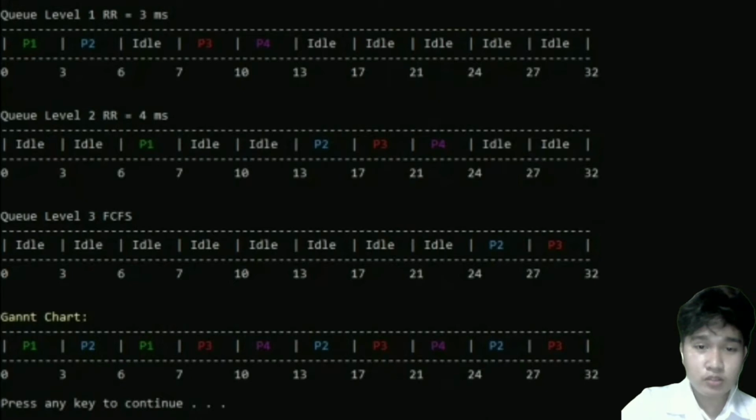So P2 was ready to execute in the third queue level, which is the first come first serve, and ended at 27 milliseconds. P2 completes its burst time. At time 27 milliseconds, P3 was ready to execute and ended at 32 milliseconds. All processes have been utilized and completed their burst time. Lastly, the Gantt chart was successfully shown and the program accomplished its goal completely.